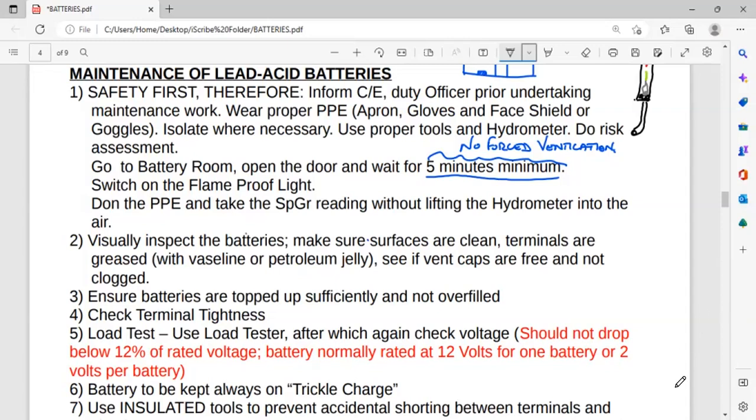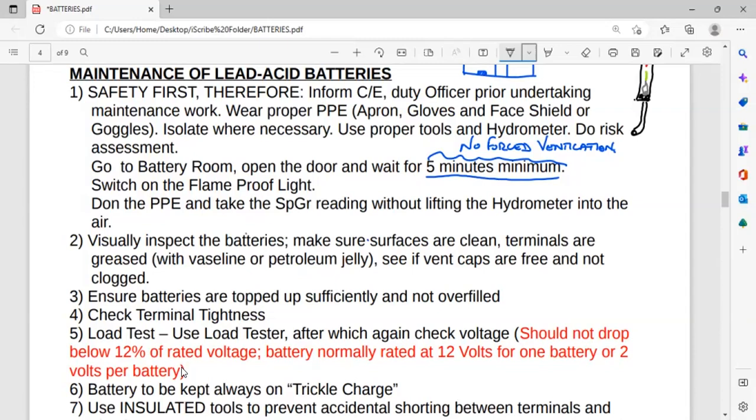Okay. So maybe it is because of terminal tightness, because as we saw, if we do not recharge the battery, then that lead sulfate is going to remain, and then no matter how much you charge it, nothing is going to happen. So that is with regard to point number 4. Check all the terminal tightnesses and see that they are proper.